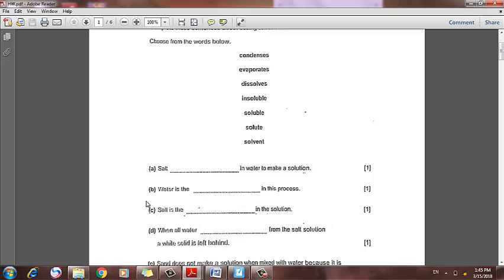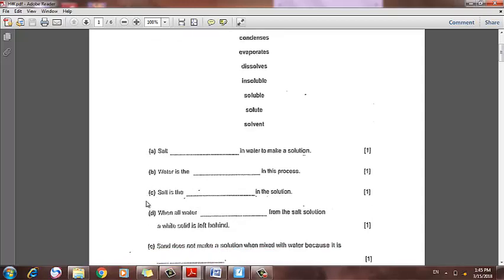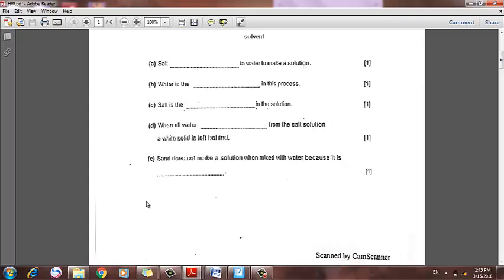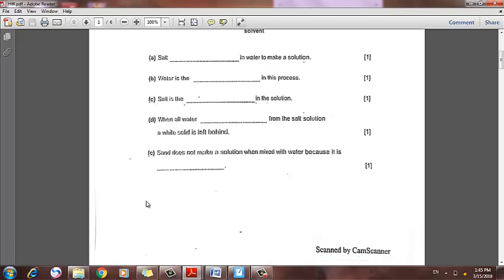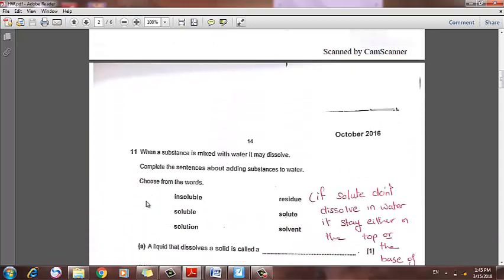D. When all water evaporates from the salt solution, a white solid is left behind. Evaporate. E. Sand doesn't make a solution when mixed with water because it's insoluble. As sand is insoluble, it will not make a solution, it will just make a mixture. Let's move to the next page.